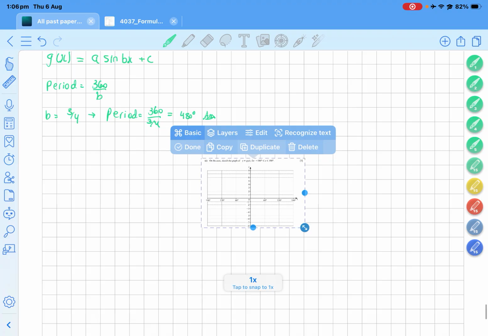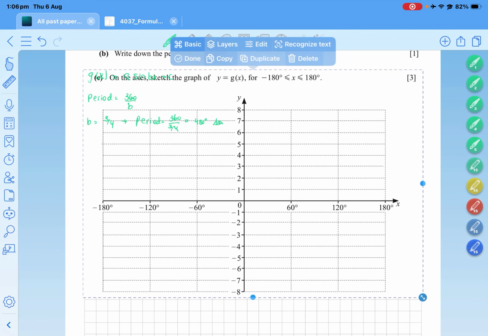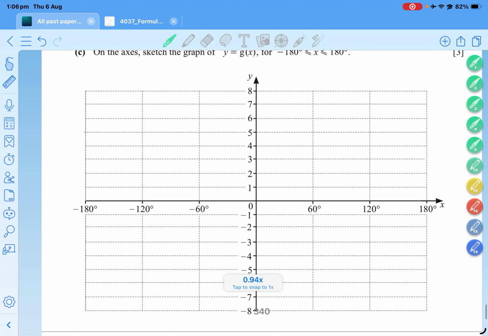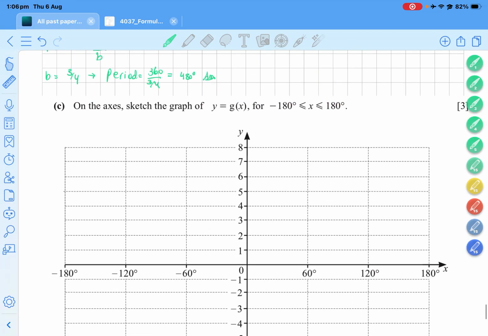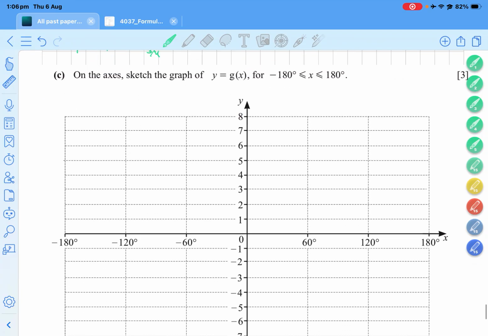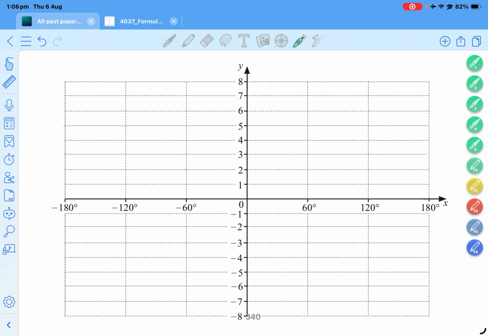Okay, so on the axis we have to sketch the graph of this. Fine, you can do that. So y equals g of x. We know the period, and they've given us 180, 120, so it's basically every 60 degrees.